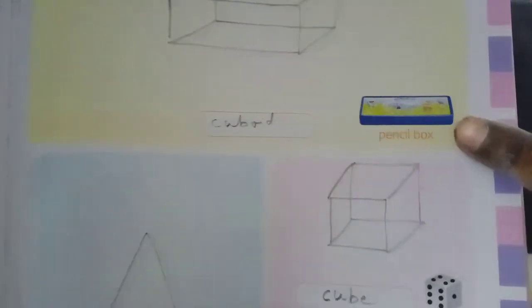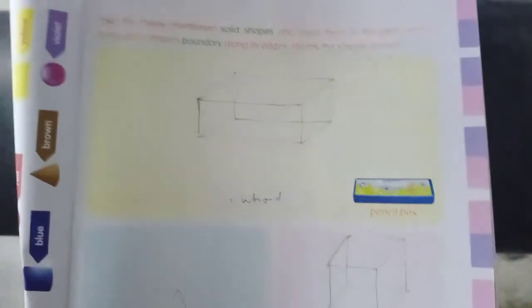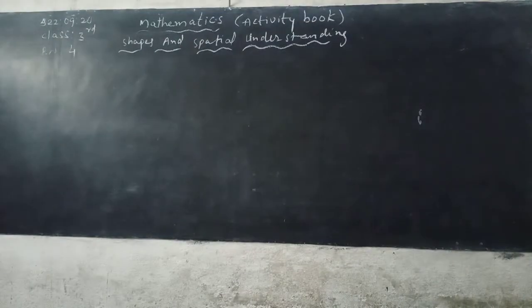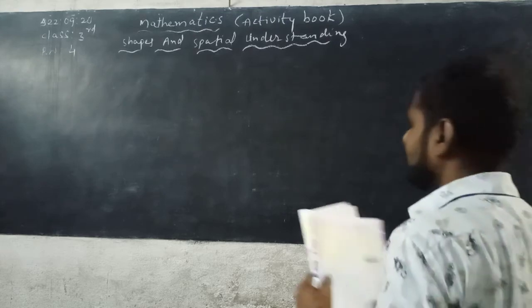See here, this is the pencil box. You think this is a cuboid. So you can draw in empty place, you can draw cuboid figure. See here, this is the pencil box given in your activity book. So you can think and draw cuboid. So pencil box in the shape of cuboid, no? You can draw cuboid.